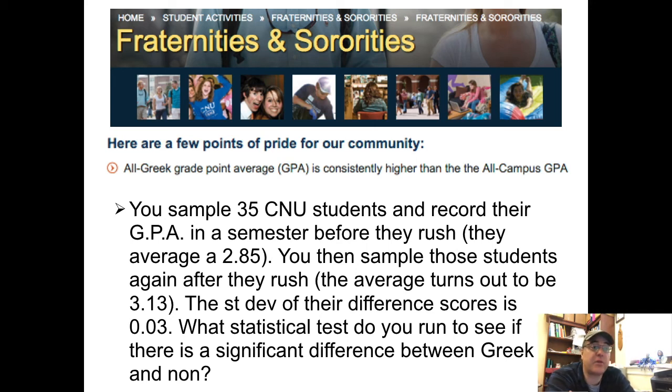So now there are 3 different ways to compare 2.85 to 3.13 about the same phenomenon, GPA, about the same classification of people, Greek and non-Greek, but one of them is a known mu, another one is a paired samples t-test, and the other one is an independent samples t-test. So again, it's not really about the question you're asking that determines what kind of hypothesis test you're going to use. What was really at stake is how you gather the data and what kind of data you have.